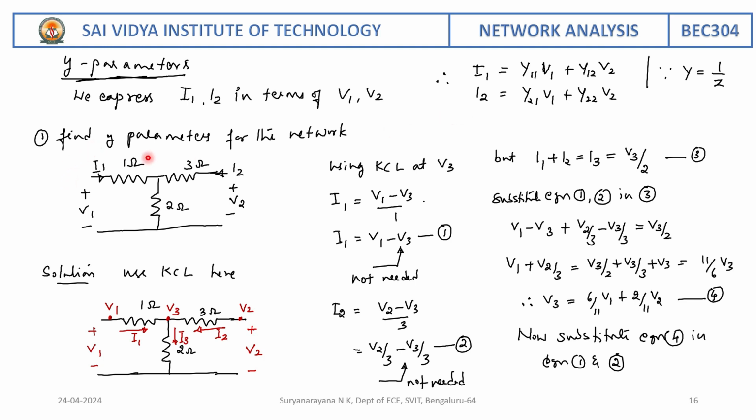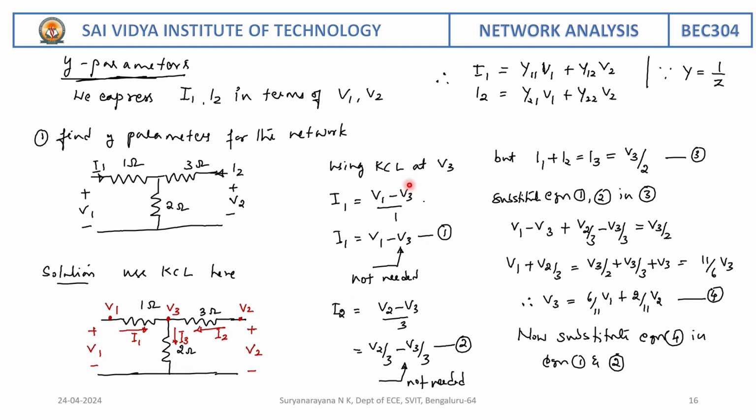So let us try to find Y parameter for the simple network that is shown. We have to use KCL here. In order to use KCL, let us mark the nodes, the working node and the reference node. Here we have the node V3 as the working node and this is the reference node. Show the direction of current entering into the working node. So I1 is entering here, I2 is entering into V3, and I3 is leaving.